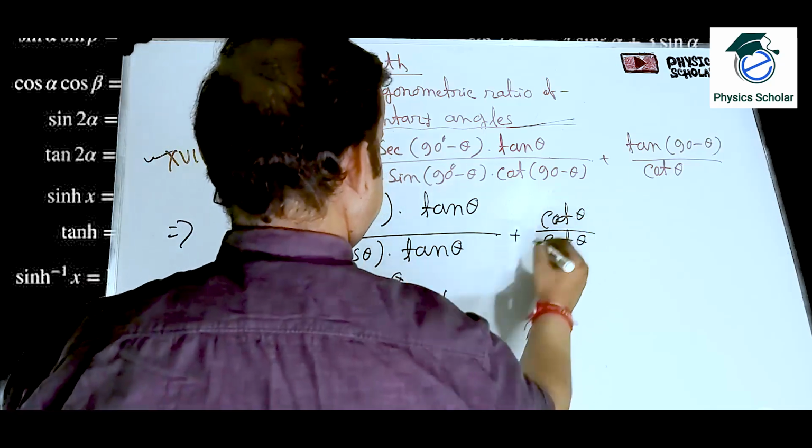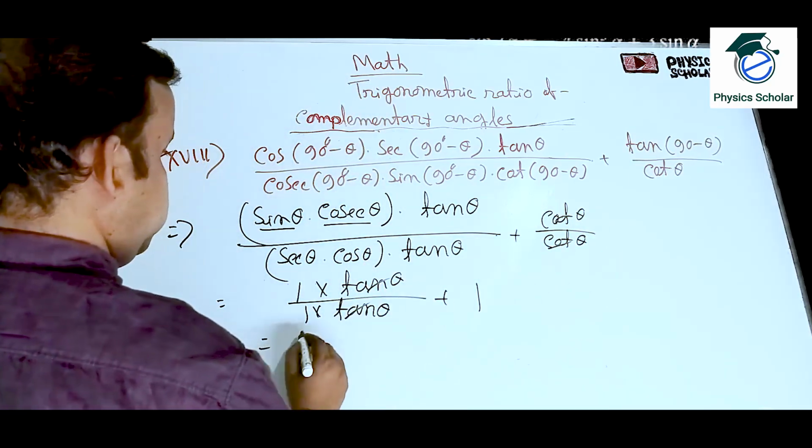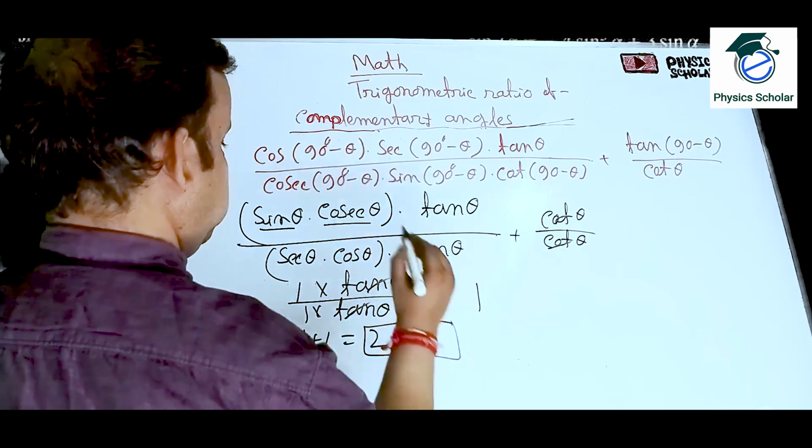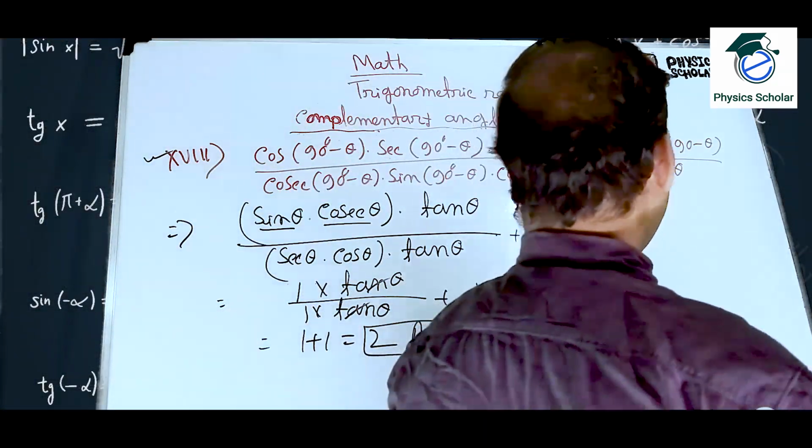Plus this will be cancelled, 1. So this will be cancelled. So 1 plus 1 is equal to 2. So that will be your answer. So very easy sum. Okay.